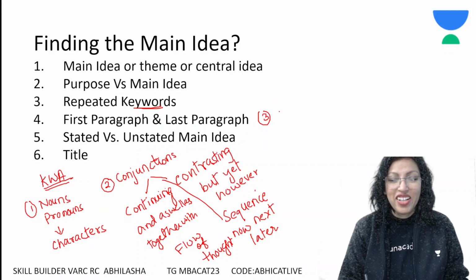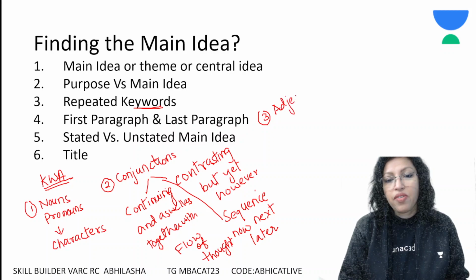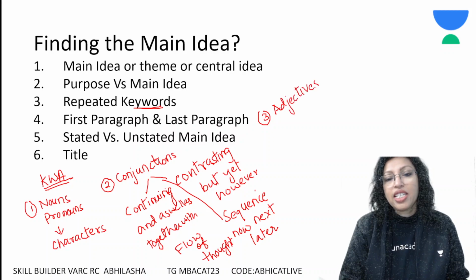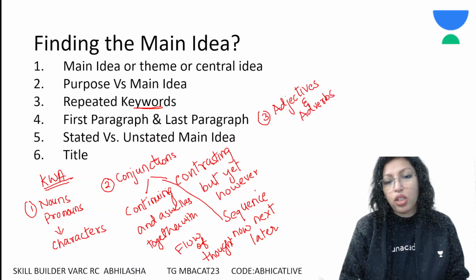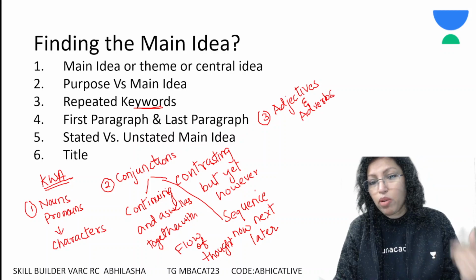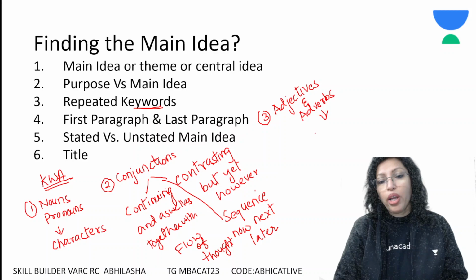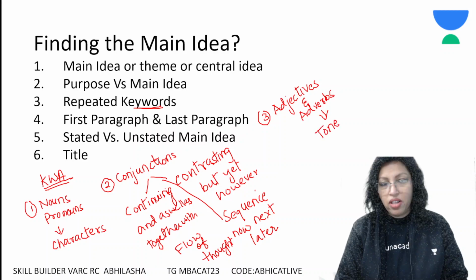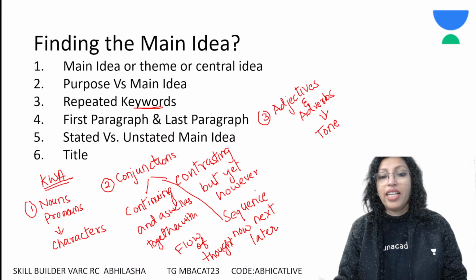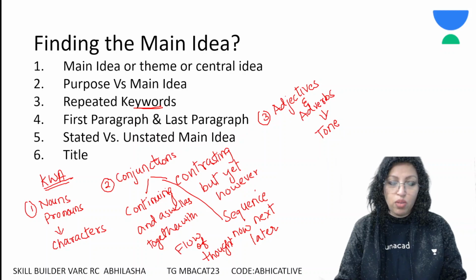So, achiever's dilemma. Alright, the third type of keywords are the ones that are your adjectives and adverbs. Now, why are these keywords? Because they point to the descriptions in the passage. That means they tell you what the writer feels about certain things, right? So these adjectives and adverbs point towards the tone of the author. What emotion does the writer have? These can be spotted by the adjectives and the adverbs, right?